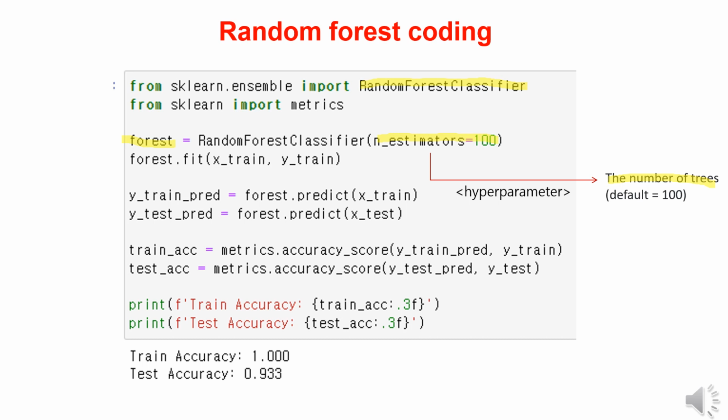Next, we train the model using the X_train and Y_train data and evaluate its accuracy. The training data shows a 100% accuracy, indicating that the model has predicted the species correctly. When applied to the testing data, the accuracy is shown to be 0.933, meaning that the model successfully predicts the iris flower species with an accuracy of 93.3%.